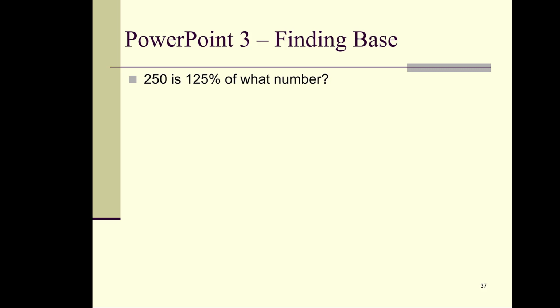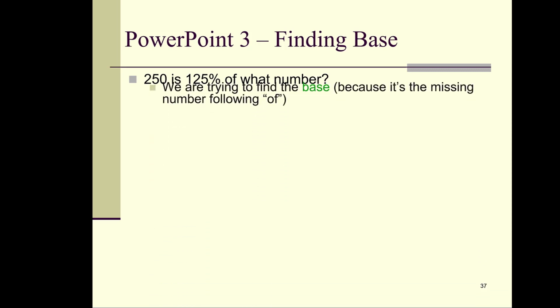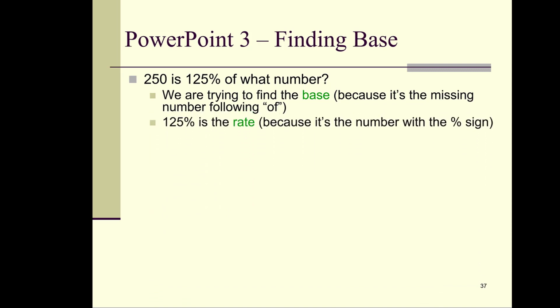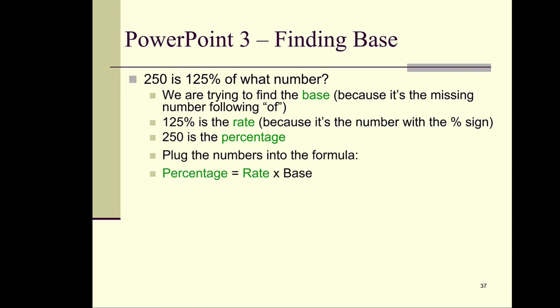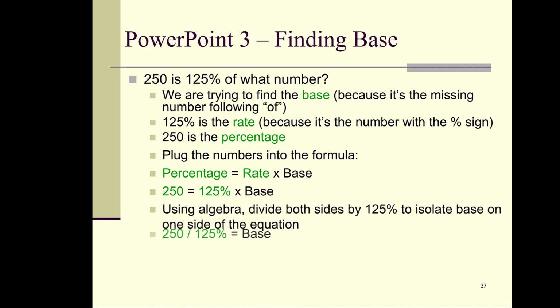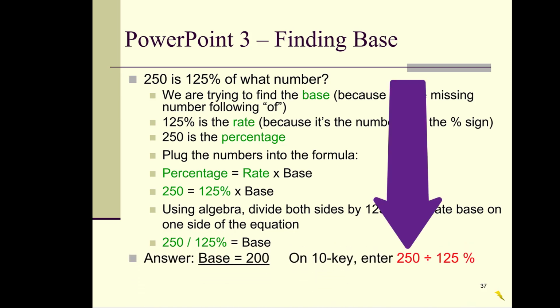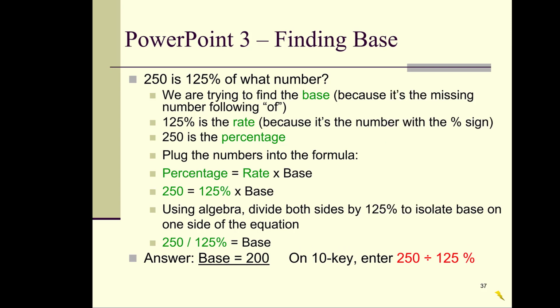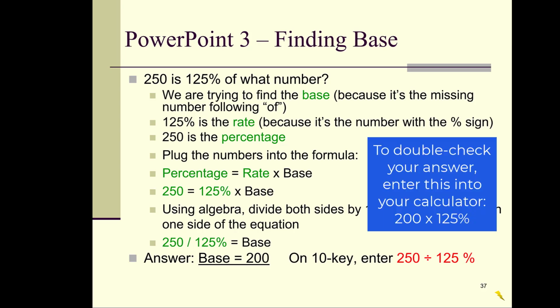Let's try this. 250 is 125% of what number? Again, we're trying to find the base. 125% is the rate. 250 is the percentage. Plug it into the familiar formula. Divide both sides by 125%, and you get 250 divided by 125% equals base. And the answer is 200. Now you can always double check your answer. To double check this answer, we would enter 200 times 125%, and we get 250.